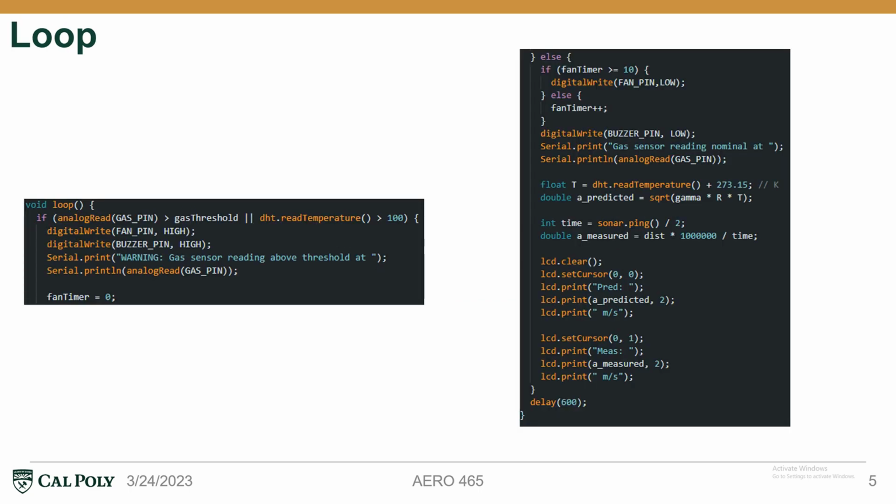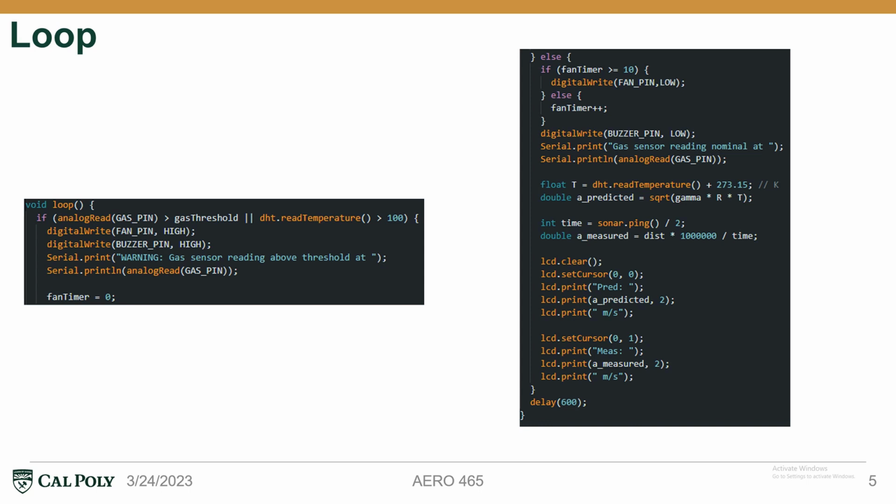At the beginning of every loop function, the code checks whether the measurement from the gas sensor is over the threshold defined earlier, or whether the temperature sensor detects an ambient air temperature of over 100 degrees Celsius. If so, then it activates the fan and the buzzer, and gives a warning in the serial monitor. If everything is nominal and safe for operation, we then check the fan timer to see if there's any time left for the fan to run.